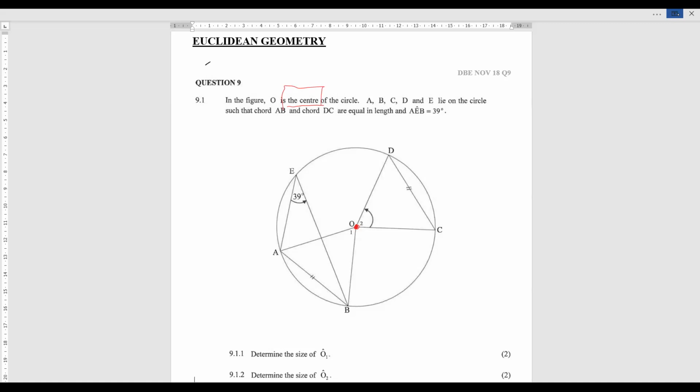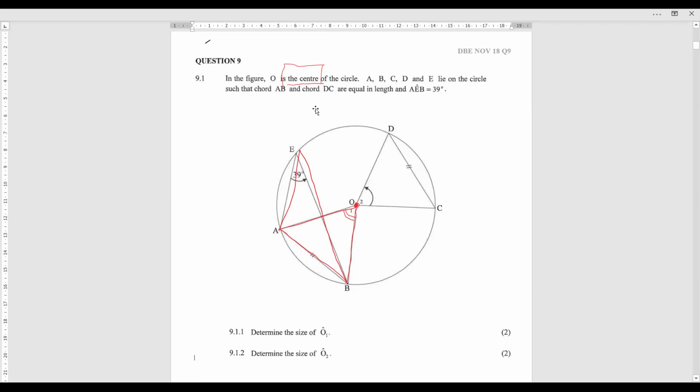If you carry on reading the question, they tell us that AEB is equal to 39. So the first question is to find O1. I'm going to ask myself a question. O1 is the angle at the center. Which angle is O1 actually equal to? If we trace angle O1, which chord is producing O1? We have chord AB. But chord AB also produces an angle at the circumference, which is 39. So what would angle O1 be?